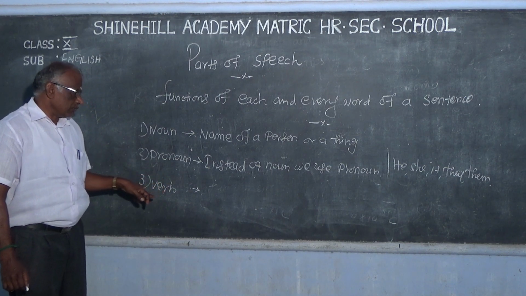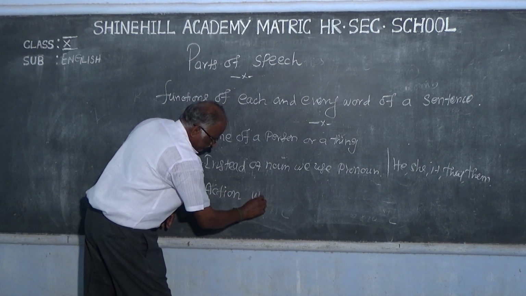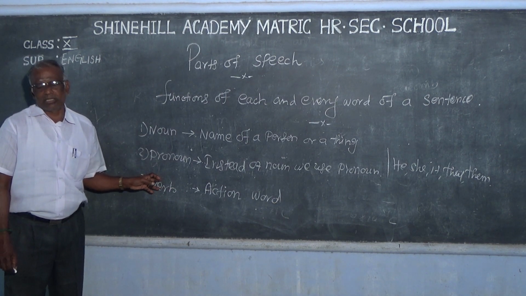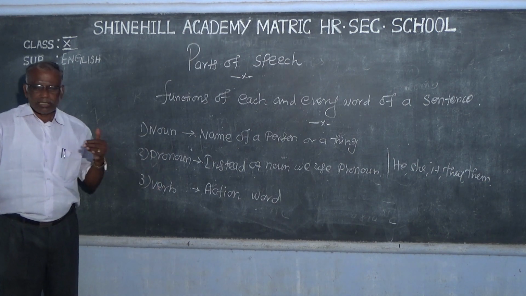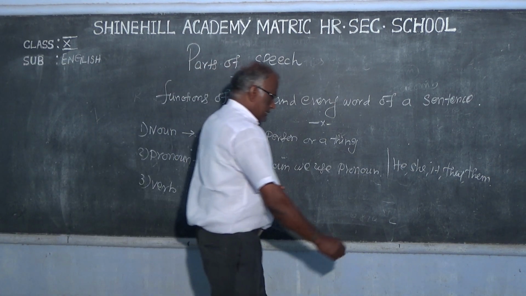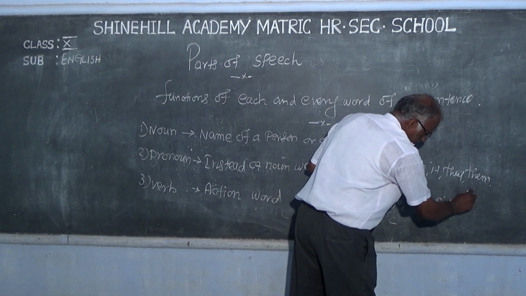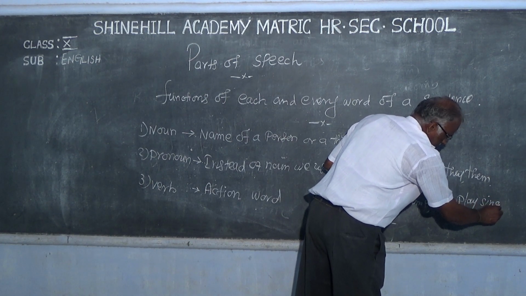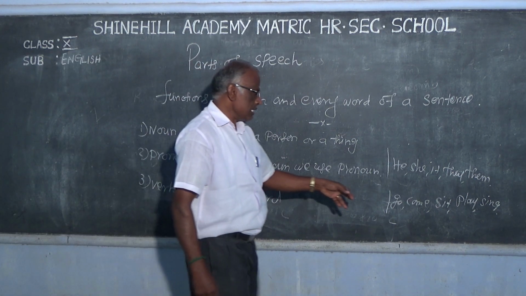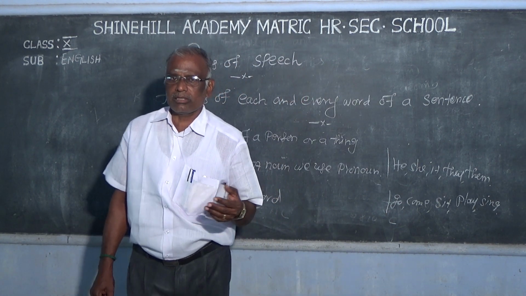So verb is the action denoting verb. In short version, we can call it action verb. Without this action verb, we cannot frame a sentence. Even a single verb can have the sense of a sentence. Take for example, go, come, sit, play, sing. These are single verbs, but they themselves denote a sentence. They have the sense of a sentence. That's the beauty of the verb. Are you clear about the verb?